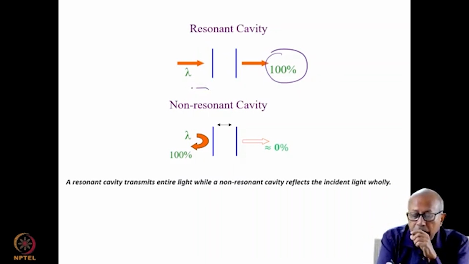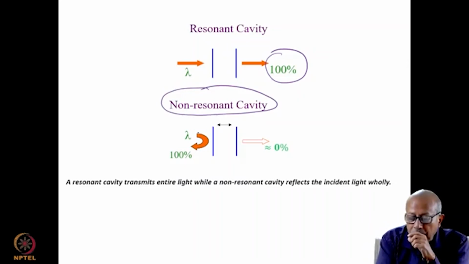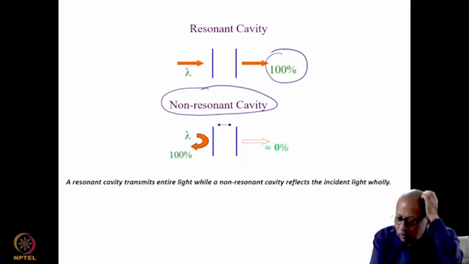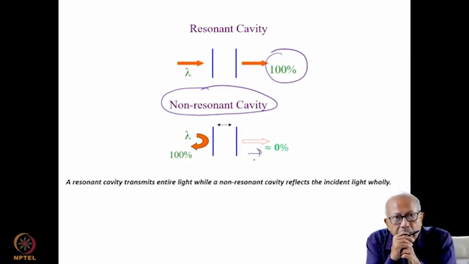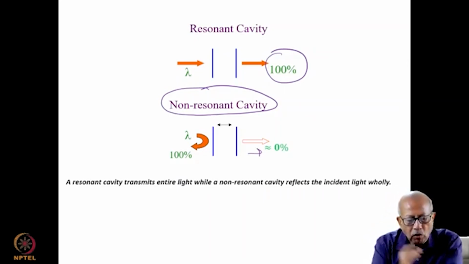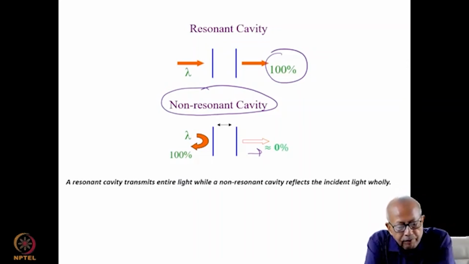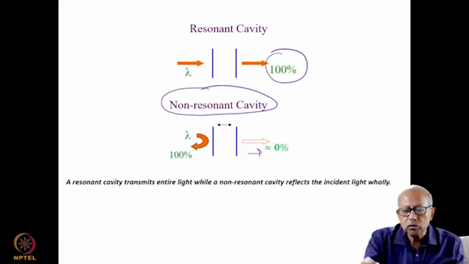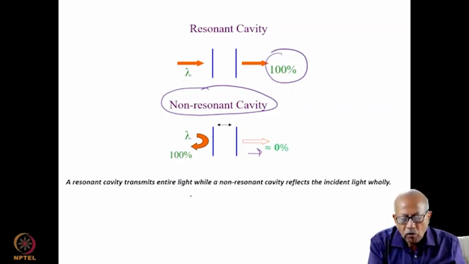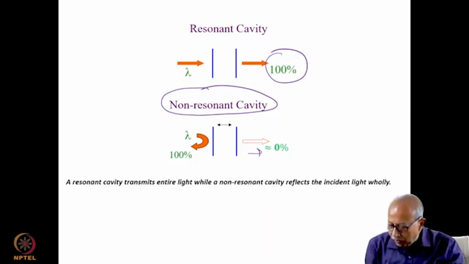And a non-resonant cavity is one that reflects whatever is incident on it, almost the entire 100%. Of course, very little comes out, but that is almost negligible. So there, the cavity is non-resonant. Thus, we see that a resonant cavity transmits whatever shines onto it. A non-resonant cavity reflects everything that is incident.